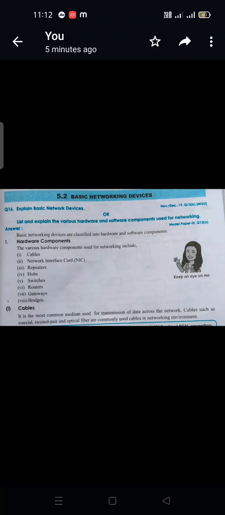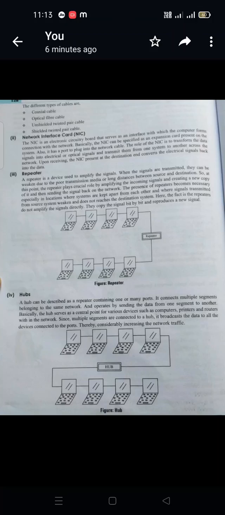The role of NIC is to transform the data signals into electrical or optical signals. Whatever files are in your computer will be in the form of data, right? To transmit that, this data has to be converted into electrical signals or optical signals, and the NIC does this work. Then after reaching the destination system, these electrical signals are converted back into data signals in the destination computer.